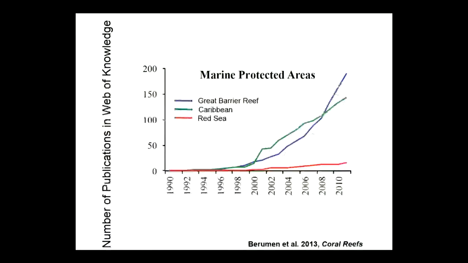Just to show you the lack of available information from the Red Sea, this is the number of publications through time on a particularly hot topic in marine science, marine protected areas. The green line represents studies in the Caribbean, the red is the Red Sea, and the blue is the GBR. Clearly the Red Sea is way behind, although in terms of physical size, they're probably comparable. In terms of biodiversity, the Red Sea is way more diverse than the Caribbean, and it's probably somewhat on par with the GBR.